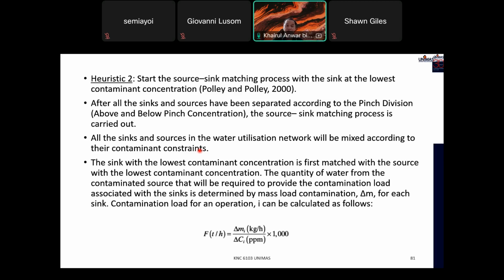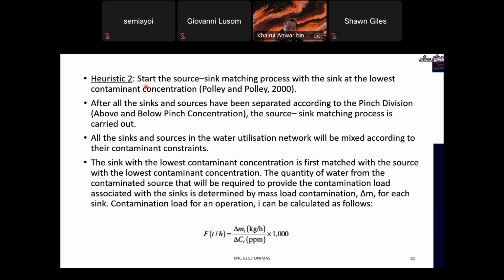Let's start the source-sink matching process with the sink at the lowest contaminant concentration. So all the sinks and sources are separated. So this is the source-sink matching process. We stick to two rules.